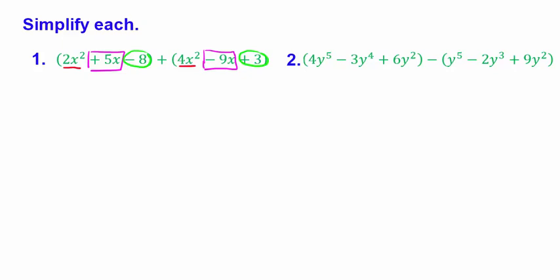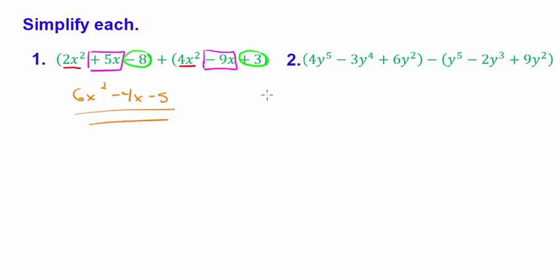And from there I'm just going to go ahead and add them. So my final answer will be 2x squared plus 4x squared, which is 6x squared, 5x minus 9x, which is negative 4x, then you have negative 8 plus 3, which is negative 5. So there's your final answer.